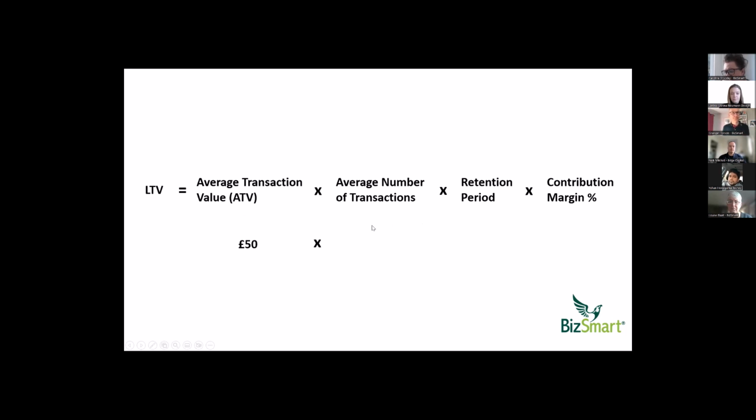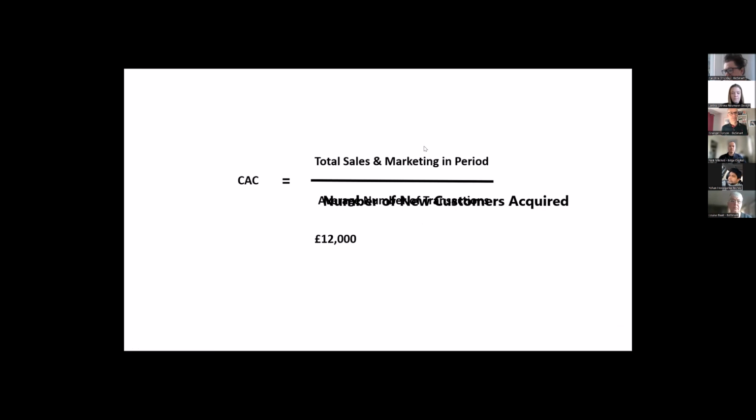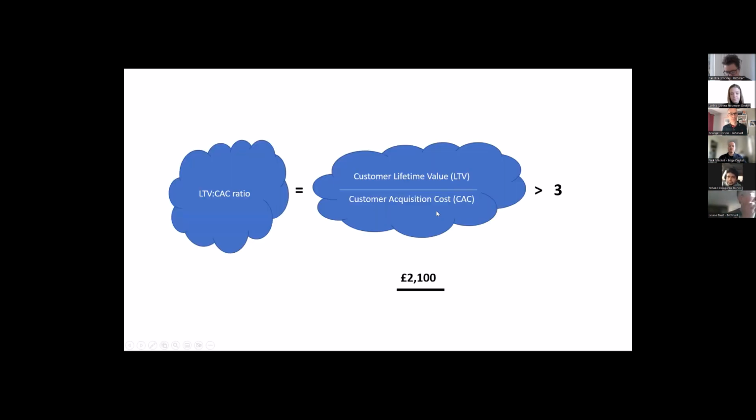If average transaction value is £50, 12 transactions in a year, 7 years on average to keep them, and maybe it's a 50% contribution margin, then the lifetime value of that customer is about £2,100. If we then calculate the cost of acquiring that customer, if we've spent £12,000 on sales and marketing and we've acquired 24 new customers, then that means that we've got an average customer acquisition cost of £500, which if we then divide the two together, we end up with a 4.2 ratio. All right, so there's the maths.